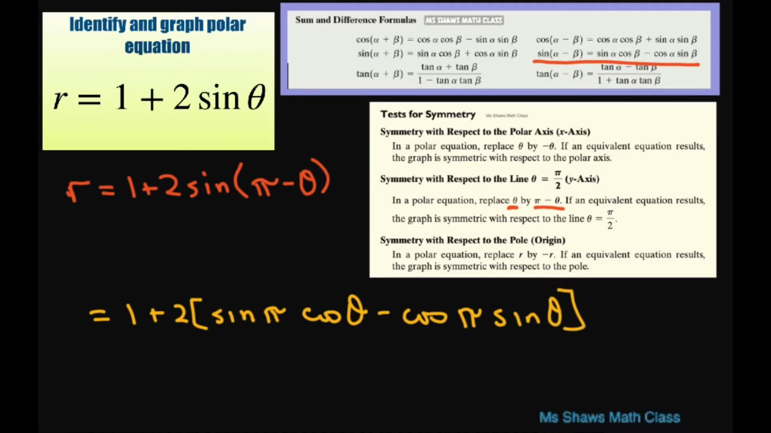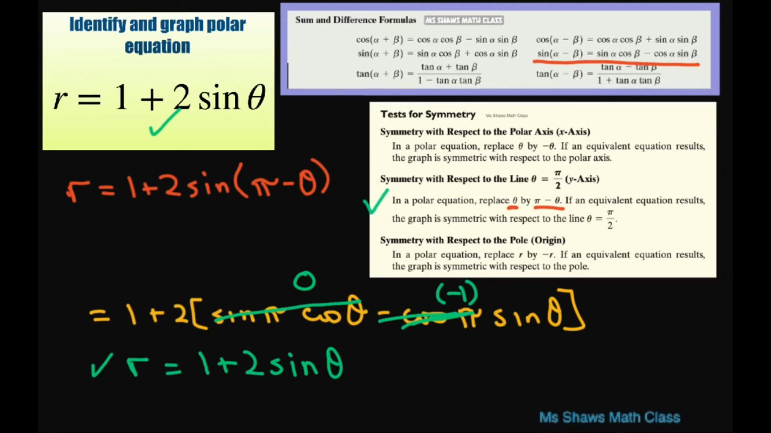All right. Sine of pi is 0, so this knocks all this out. Cosine of pi is negative 1. Two negatives make a positive, so basically we're just going to get r equals 1 plus 2 sine of theta. Since these two are equivalent, that means this test passes, and our graph is going to be symmetric with respect to the line theta equals pi divided by 2.